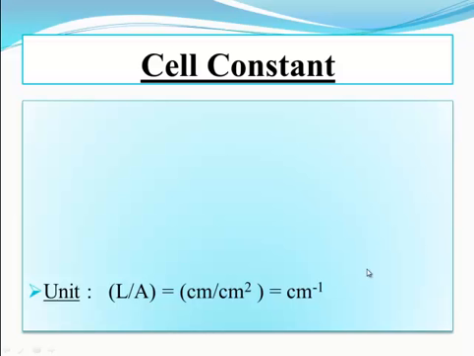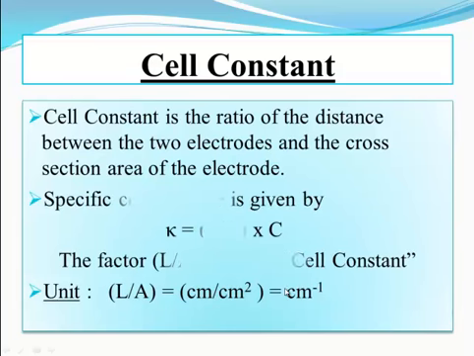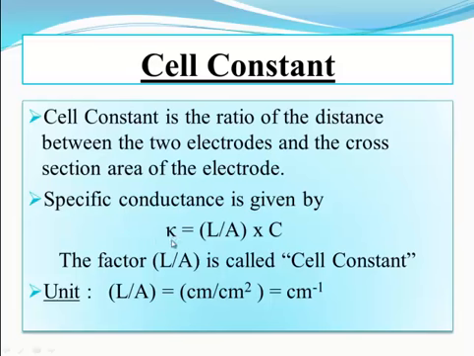Now let's learn the concept of cell constant. Obviously, the cell constant is a term related to the probe used in the conductometer. So cell constant is a ratio of the distance between two electrodes and the area of cross section of the electrode. Since it represents length upon area of cross section, the unit will be centimeter upon centimeter square, which is centimeter inverse. In that case, if you look at the formula, kappa is equal to L by A into conductance, then L by A itself is the cell constant. So we can safely say that kappa is cell constant multiplied by the conductance of the solution.